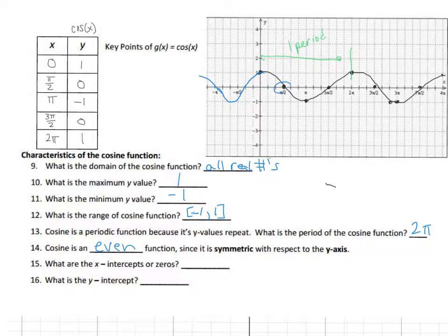X-intercepts, you'll notice they're at pi over 2, 3 pi over 2, 5 pi over 2. So basically it is odd multiples of pi over 2. 1 pi over 2, 3 pi over 2, 5 pi over 2. And the y-intercept is just the one y-intercept here at 0, 1. So it looks just like the sine function except it's kind of pushed over to the side.